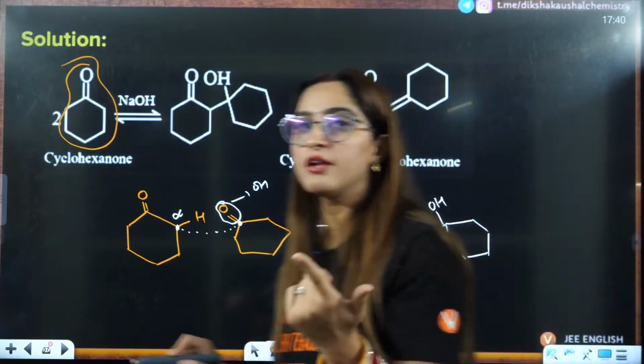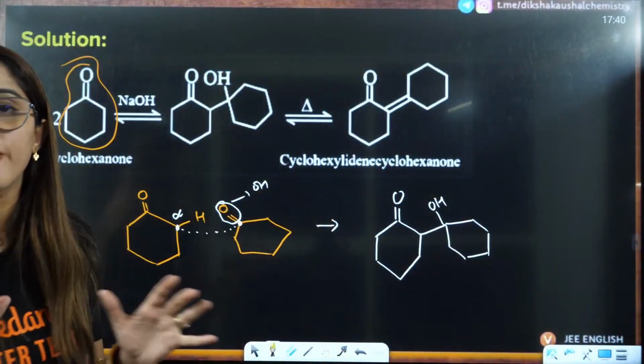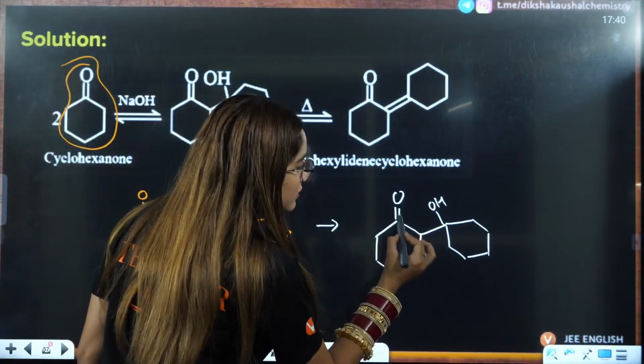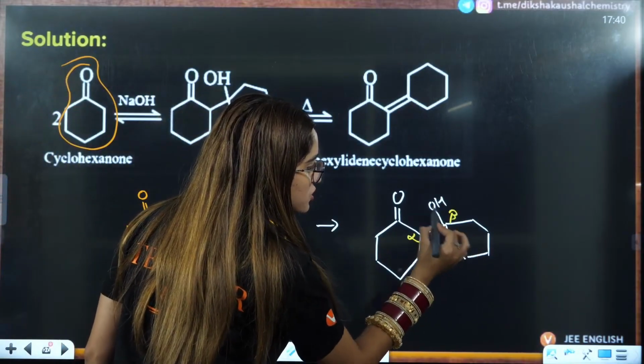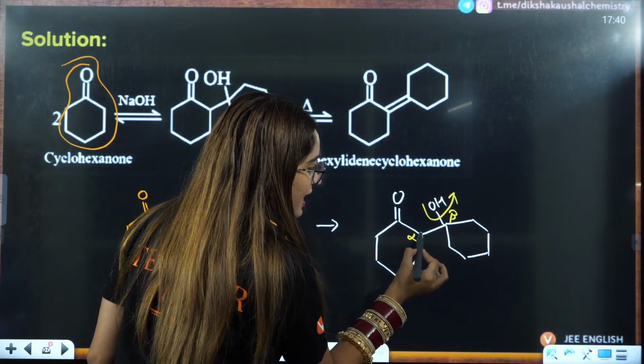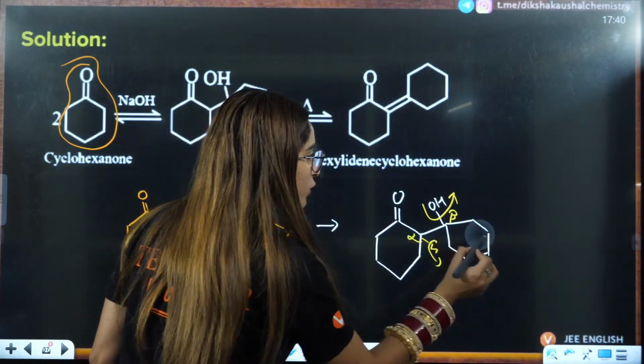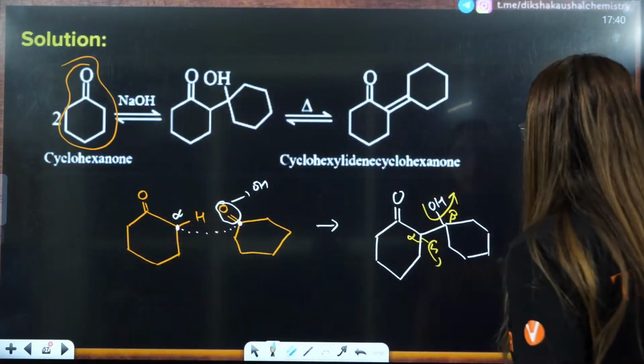Now, after this conversion, you have to eliminate from the alpha and beta positions. From the alpha and beta positions, you have to eliminate water. This is the alpha position, this is the beta position. OH will be eliminated. Here, H will be eliminated. And hence, I'll write what you will see in the end.